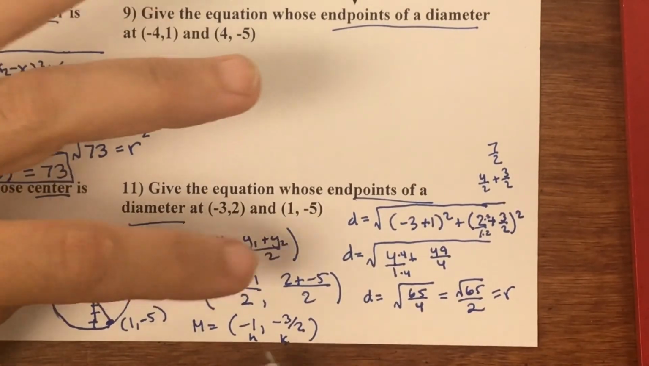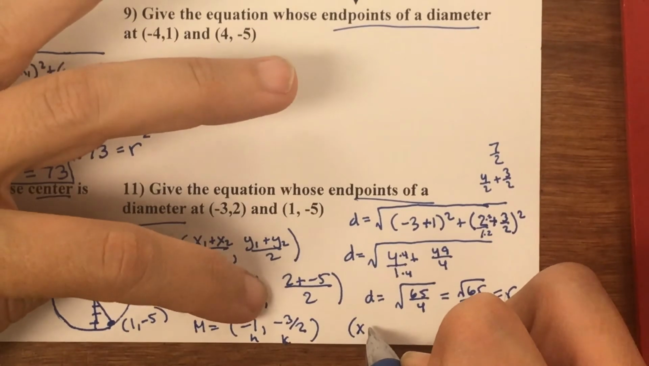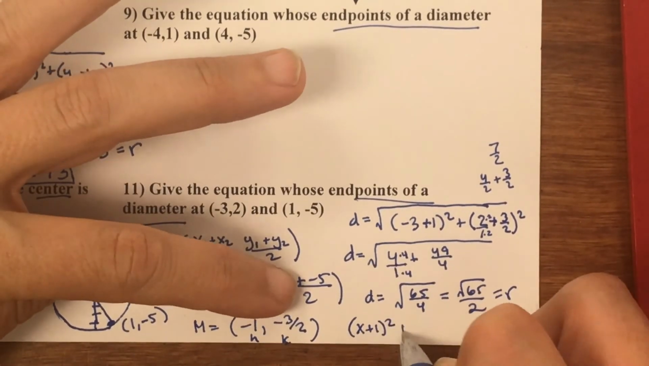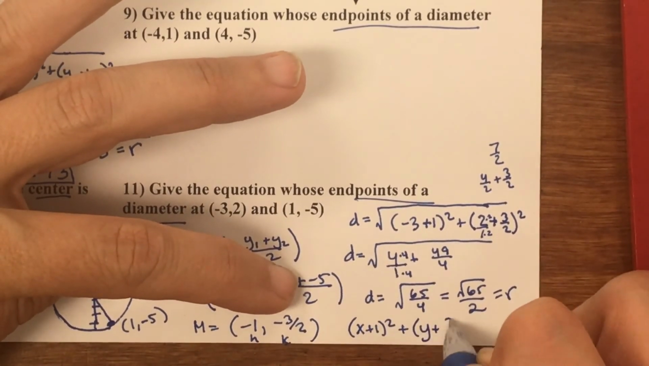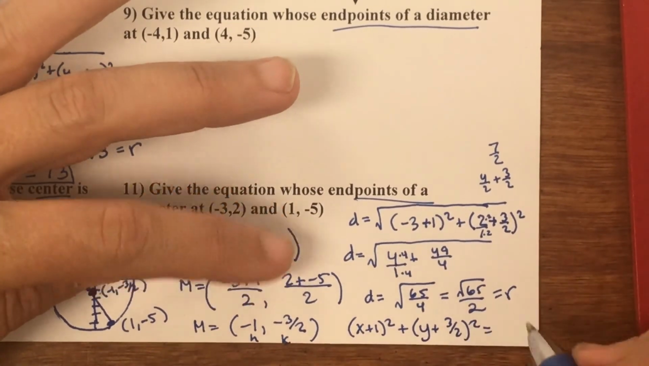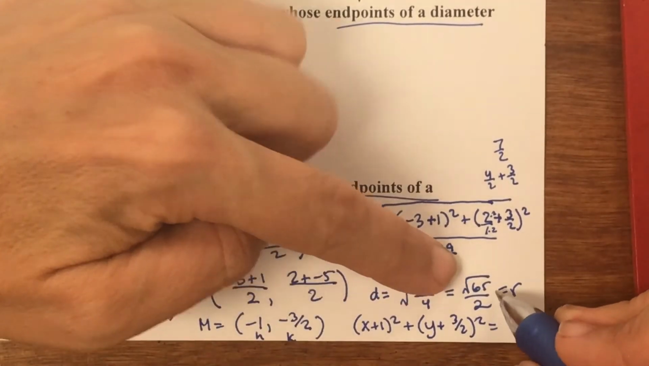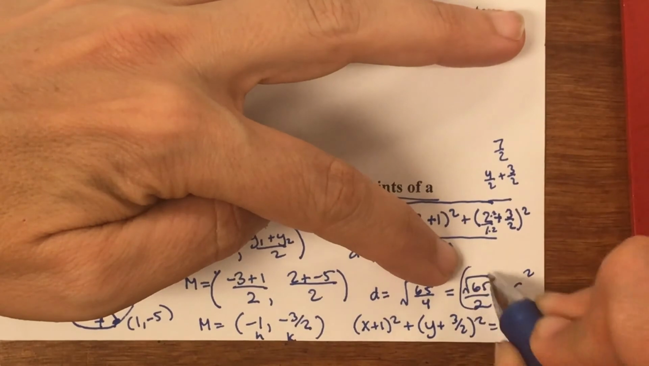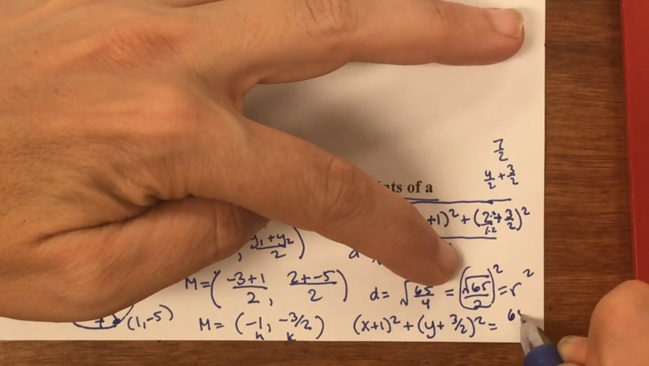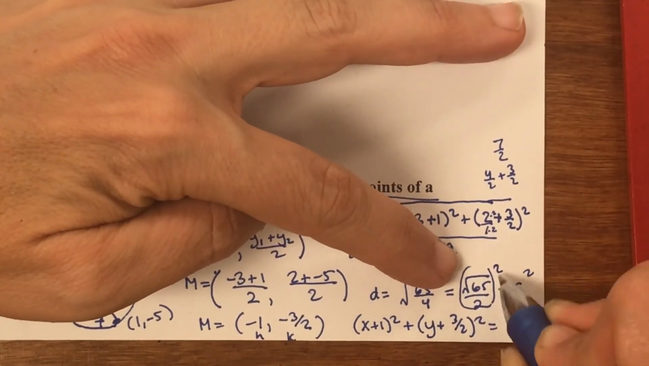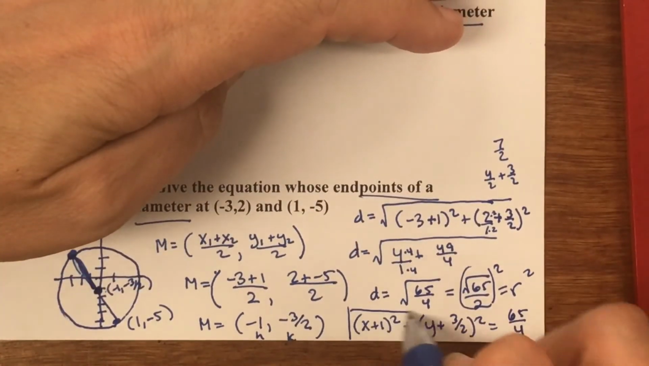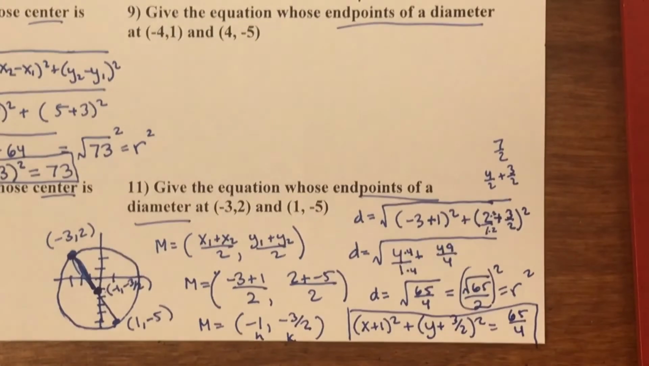We know our center, so we have x plus 1 squared plus y plus 3/2 squared equals r squared, but when I square this whole thing, I'm going to get 65 and square the 2 and you get 4, 65/4. And there we have it.